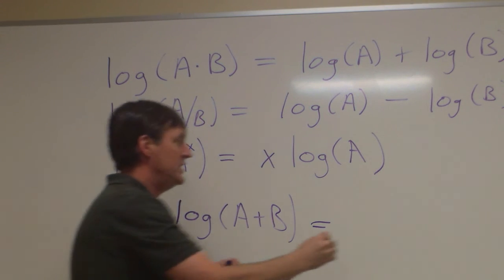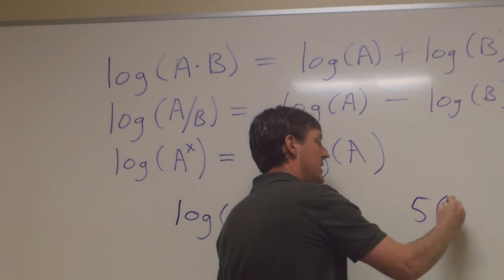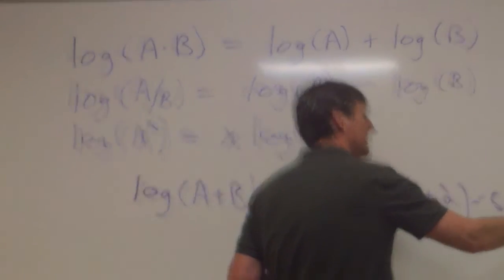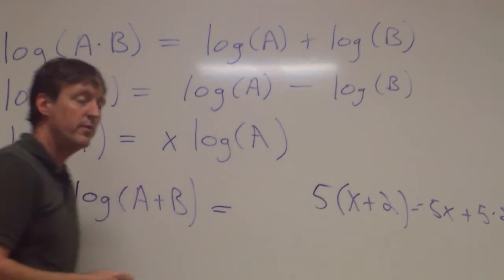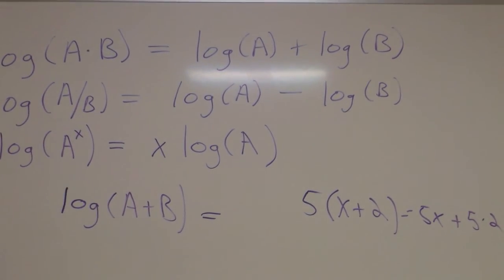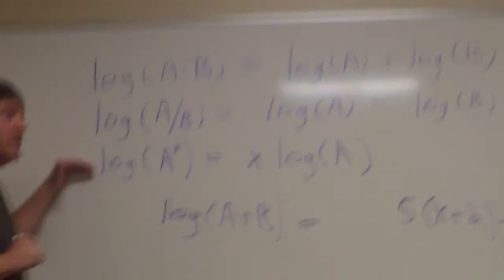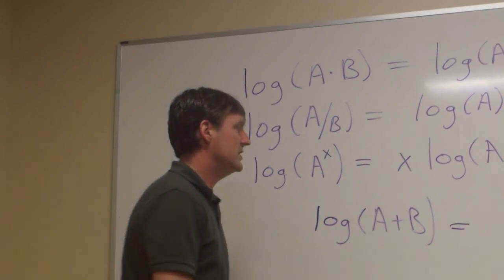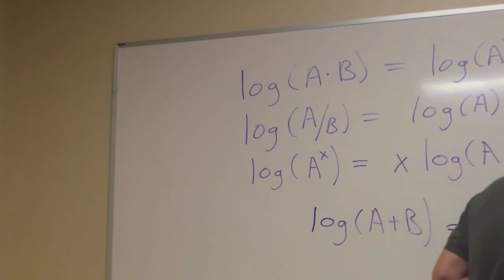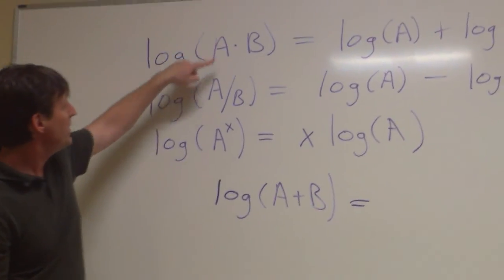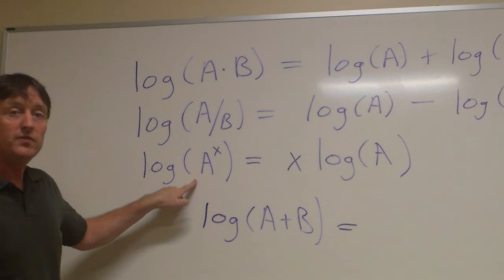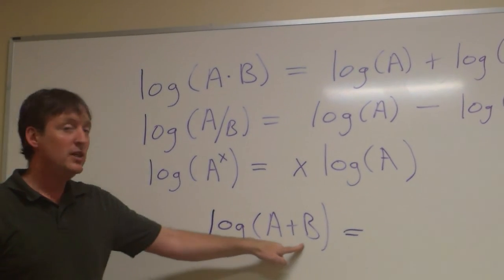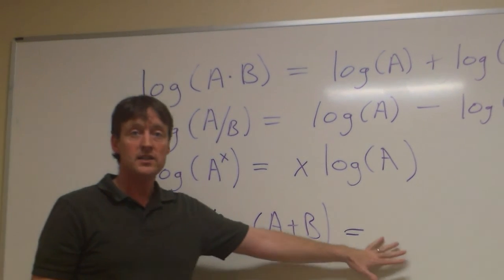We're used to doing that when we see something, for example, like 5 times x plus 2, writing that as 5 times x plus 5 times 2, the distributive property. But we don't have a property of logs that tells us we can do that. There's not a code-breaking property that tells us that we can write logs that way. And in fact, if you look at this carefully, there are no properties that tell us what to do when there is a sum of two things inside of a log. So when we see something like this, the log of a plus b, we're stuck. We can't rewrite it as anything else.